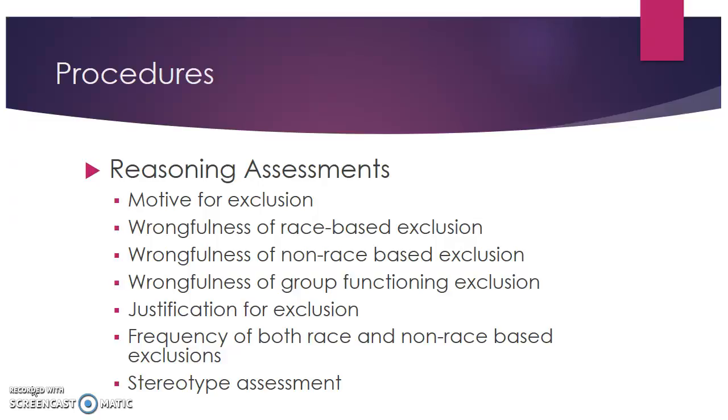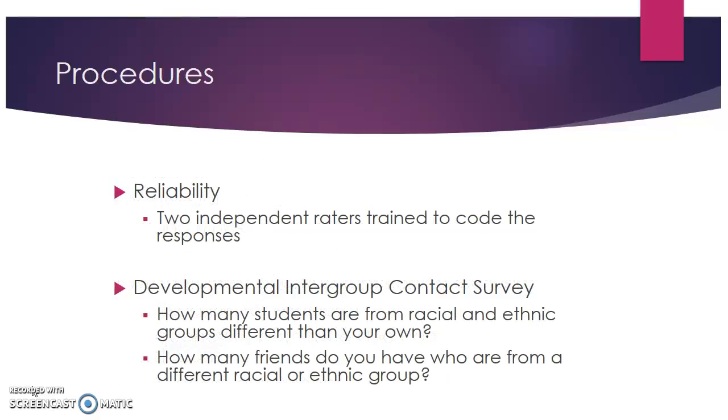The reasoning assessments used in the study asked students questions about the motive for the exclusion, how wrong it was to do a race-based exclusion, how wrong it was to do a non-race-based exclusion, group functioning, justifications for exclusions, and frequency of both race and non-race-based exclusions, as well as assessing the stereotypes being used. For reliability, two independent raters were trained to code the responses. They also did an additional survey for developmental intergroup contact, which looked at how many students are from racial and ethnic groups different than your own, and how many friends you have from a different racial or ethnic group.